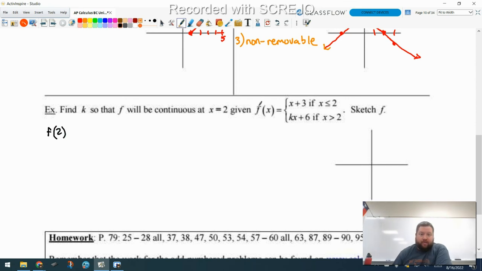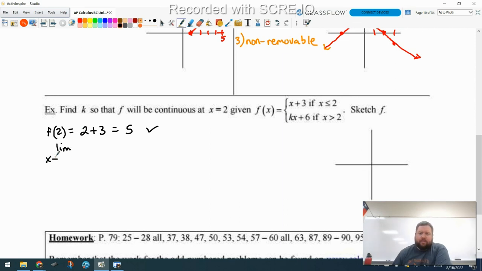Part A is that f of 2 must be defined. So for f of 2, we have equal to up here, so I plug in 2, and that's equal to 2 plus 3, which is 5. So the first part of the definition of continuity is true, and it's equal to 5. Second part, the limit must exist. For a limit to exist, it must equal the same thing coming from the left and coming from the right. So we're going to do a left-hand limit and a right-hand limit.